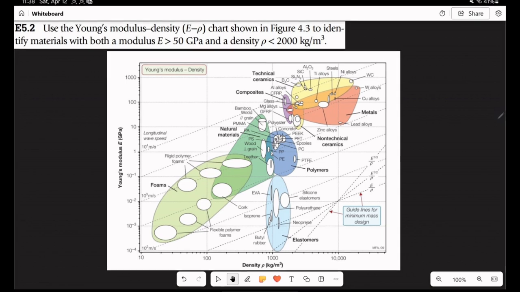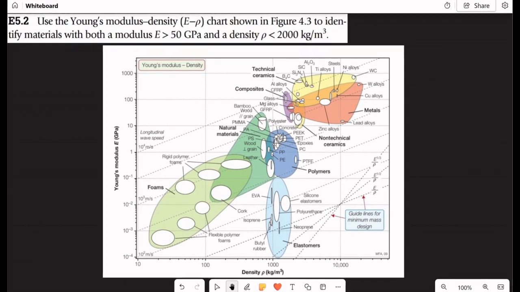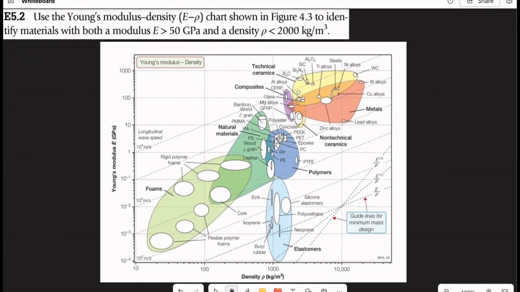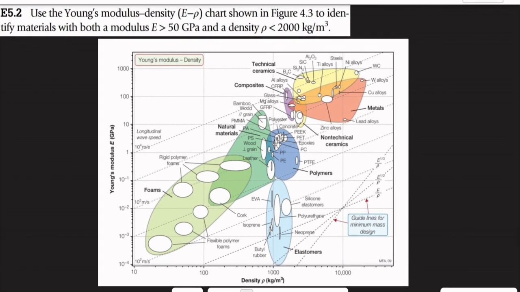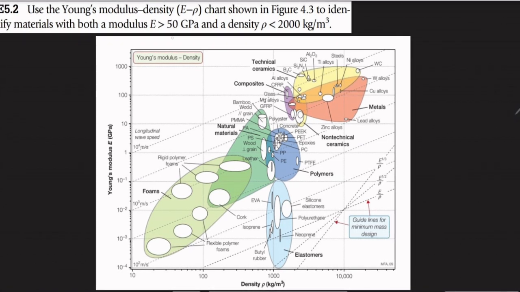For question 5.2, take a second to read the question. The question says use this chart, Young's modulus over density, to identify materials with both a modulus greater than 50 gigapascal and a density less than 2000 kilograms per meter cubed. So we are looking for a material that is stiff but light, a light and stiff material. So we are looking for higher than 50 gigapascal.